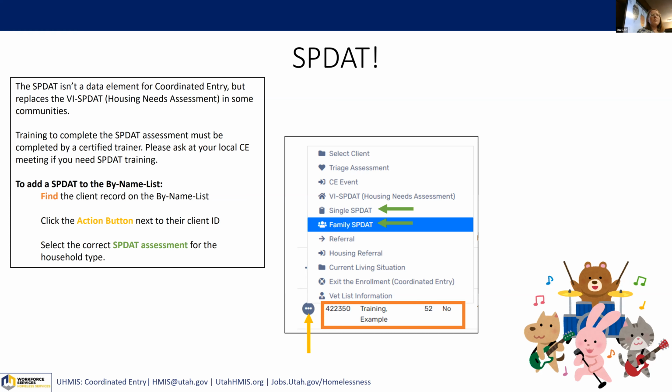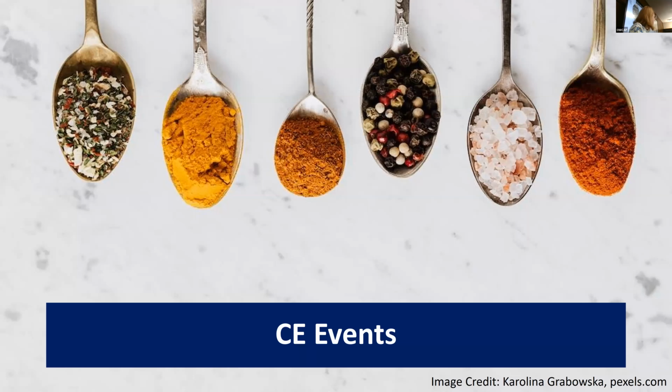Okay. Before I move on to CE events, that was our quick and dirty on how to enroll somebody in coordinated entry without actually looking in the system or anything. Do I have any questions online or in the room, or questions, comments? What time is it? Okay. Not online? Are you guys sure? I'm gonna just sit here.